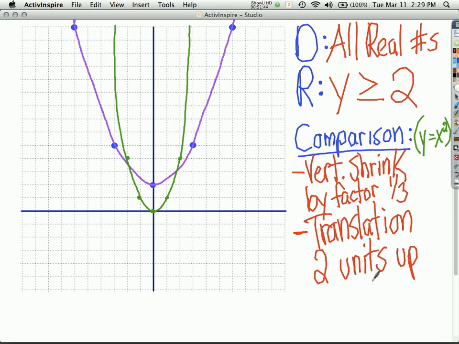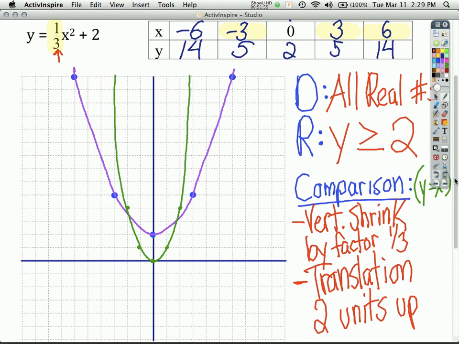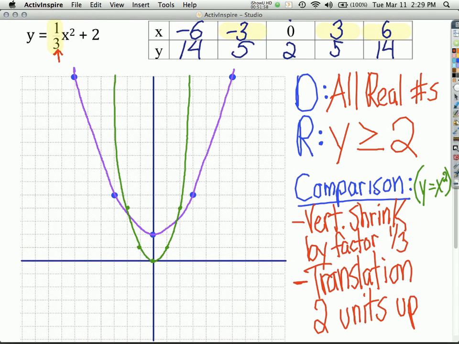Dalton? The translation is for basically the range. Well, yeah, but look at the... Anyone see the translation up in the function? 2 units up, and there's a 2 right there. And that also tells you this number right here. So there's a connection between this, this, and this. Janae? Any comments, questions? All right.